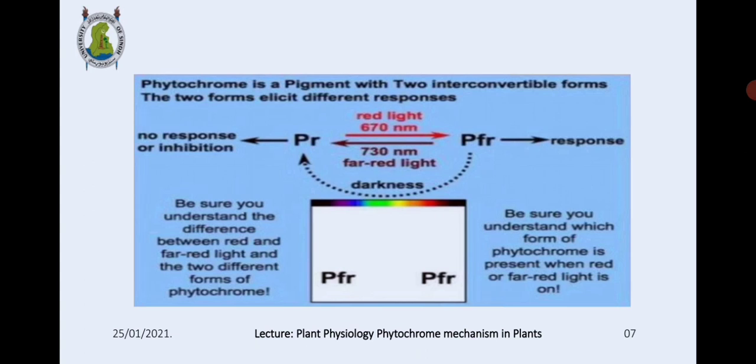So this is a diagram. Phytochrome is a pigment with two interconvertible forms. The two forms elicit different responses. So Pr means red light, 670 nanometers, and Pfr is 730 nanometers, far red light.